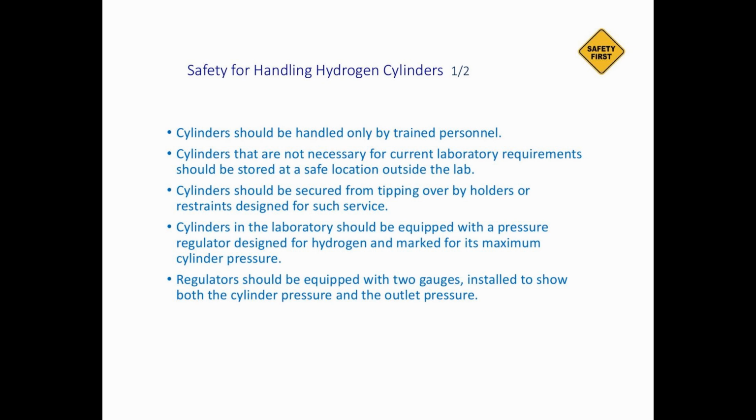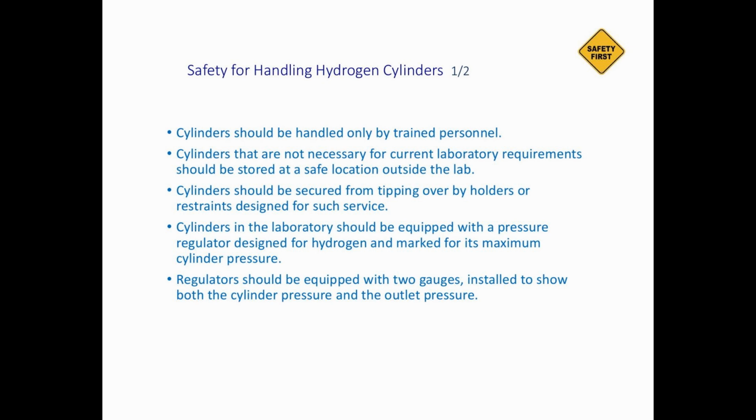Cylinders should be secured from tipping over. A cylinder in the laboratory should be equipped with a pressure regulator that's designed for hydrogen. So hydrogen, you have a CGA 350. You use the right regulator with the right CGA. You cannot just open the hydrogen cylinder without the pressure reducing device, like in this case, a cylinder regulator.